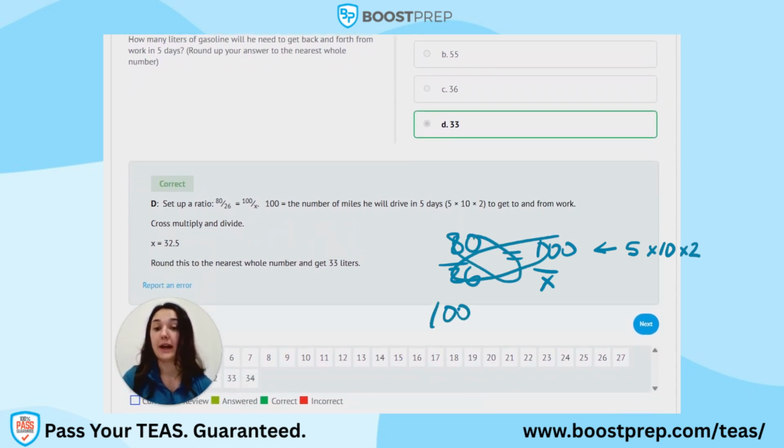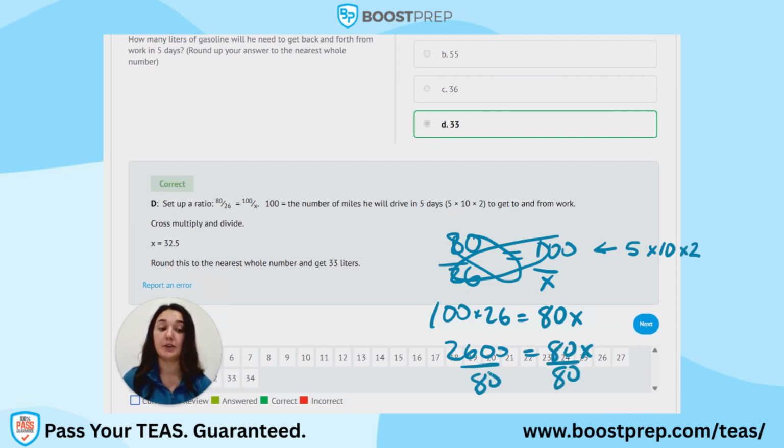You want to cross multiply and then divide. So 100 times 26 gives you 2600 equals 80x. You then divide 2600 by 80 to get rid of the 80, and that equals 32.5. You round up to the nearest whole number, which gets you 33 liters.